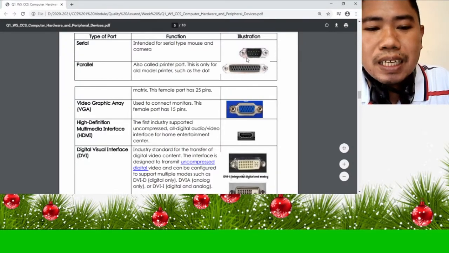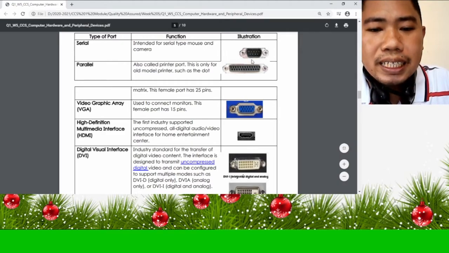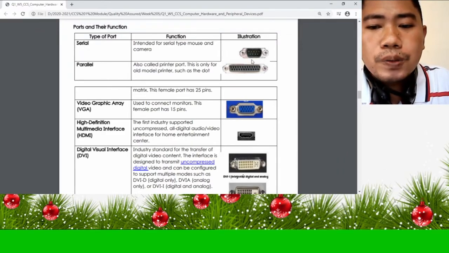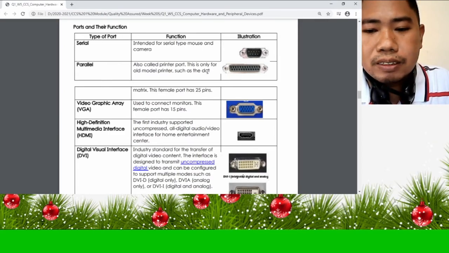This is an example of a serial port. What is it for? It is intended for a serial type mouse and camera. Then you have another one, a parallel port. It's called the printer port. This is only for old model printers such as the dot matrix. Nowadays it is rarely used. The female port has 25 pins.